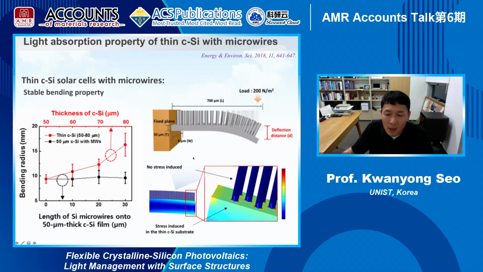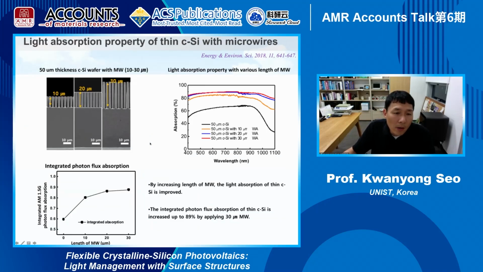So we can conclude that a microwire structure is a good platform to increase the surface absorption, meaning decrease the surface reflection, while maintaining a good flexible property. So we fabricate the one-dimensional microwire on the 50 micron thickness bottom substrate. In that case, the diameter is chosen to be 2 micron, and the length is 10 micron, 20 micron, and 30 micron. As we increase the length of the microwire, overall absorption is significantly increased.